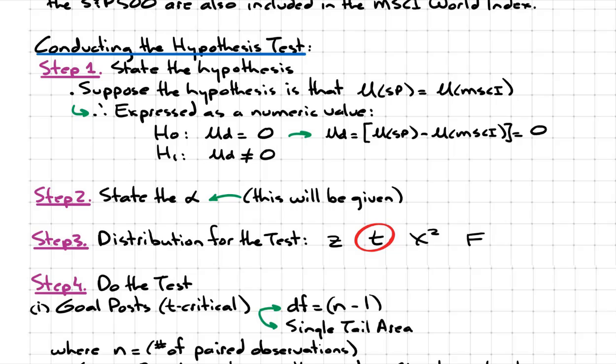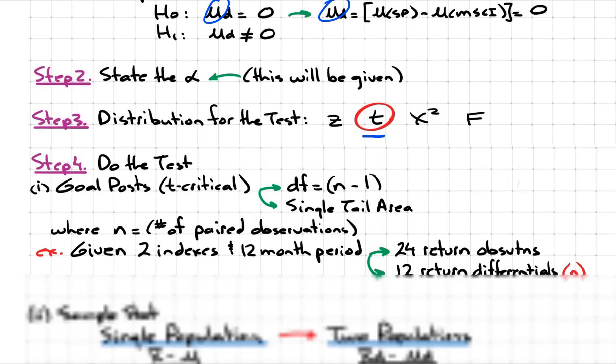The third step is to pick the relevant distribution for this test. So long as we're testing for means, it's going to be a choice between Z or T. But 90% of the time, the T distribution is used in order to explain what's happening to the mean, in this case, the mean difference. And then step 4, we do the test.